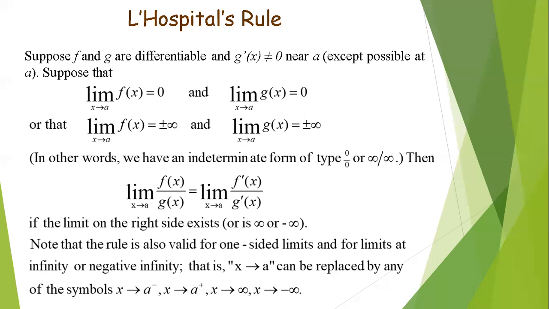This holds if the limit on the right side exists or is infinite or negative infinite. Note that the rule is also valid for one-sided limits and for limits at infinity or negative infinity. That is, x approaches a can be replaced by any of the symbols x approaches a from the negative side, x approaches a from the positive side, x approaches infinity, and x approaches negative infinity.